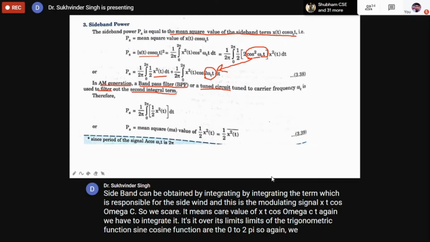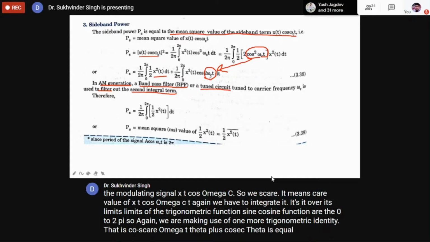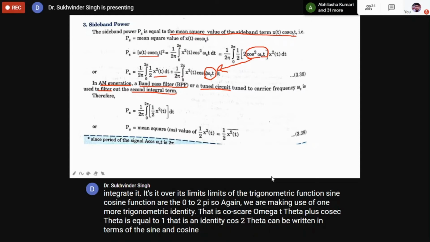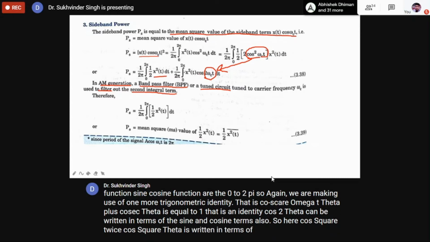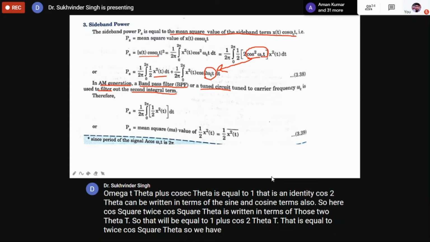again we are making use of one more trigonometric identity, that is sin square theta plus cos square theta is equal to 1. That is an identity. Cos 2 theta can be written in terms of the sine and cosine terms also. So here twice cos square theta is written in terms of cos 2 theta t. So that will be equal to 1 plus cos 2 theta t, that is equal to twice cos square theta. So we have substituted that value.